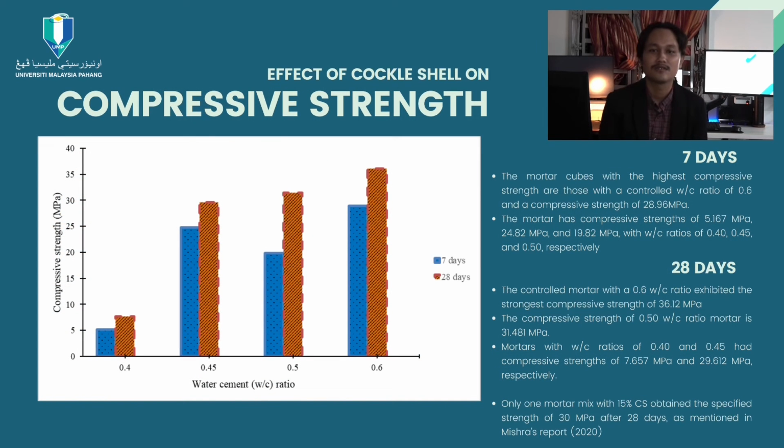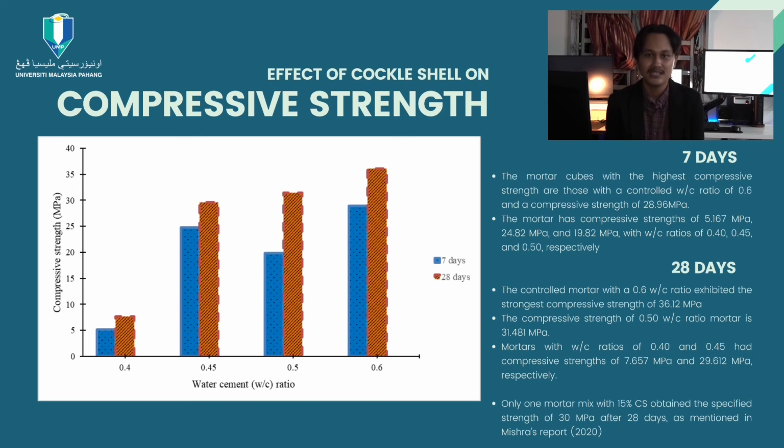So for effect of cockle shell on compressive strength, for 7 days, the mortar with the highest compressive strength is the control with water cement ratio of 0.6 and compressive strength of 28.96 megapascal. The mortar has compressive strength of 5.167 megapascal, 34.82 and 19.82 for 0.4, 0.45 and 0.5.